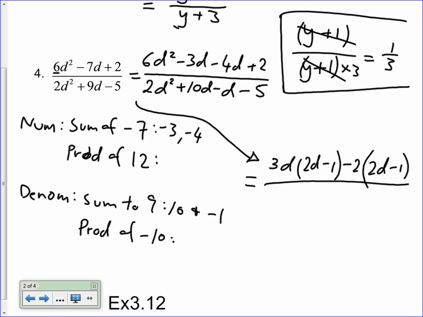Questions about how to group these and factorize them? Have a look. Make sure you're following what I'm doing. I've taken out a factor of 3d from the first two, taken out a factor of -2 from the second two. Expand it back and see whether it's correct.